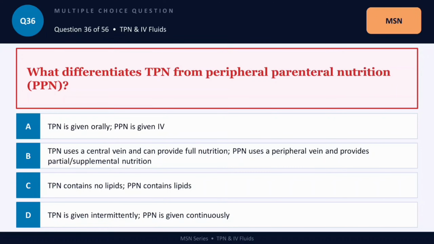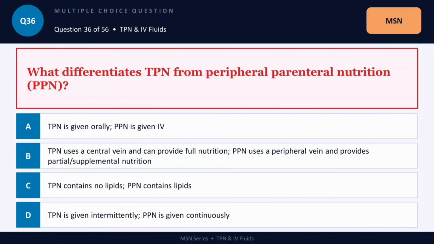Question number 36. What differentiates TPN from peripheral parenteral nutrition? Option A. TPN is given orally, PPN is given IV. Option B. TPN uses a central vein and can provide full nutrition. PPN uses a peripheral vein and provides partial or supplemental nutrition. Option C. TPN contains no lipids. PPN contains lipids. Option D. TPN is given intermittently. PPN is given continuously.